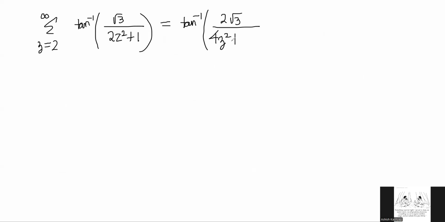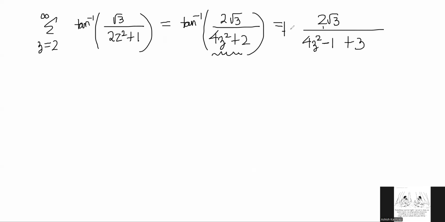So 4z square plus 2. And now I can do this. I can write that 4z square plus 2 as 4z square minus 1 plus 3, right? And this is 2 root 3 here. So tan inverse this thing.